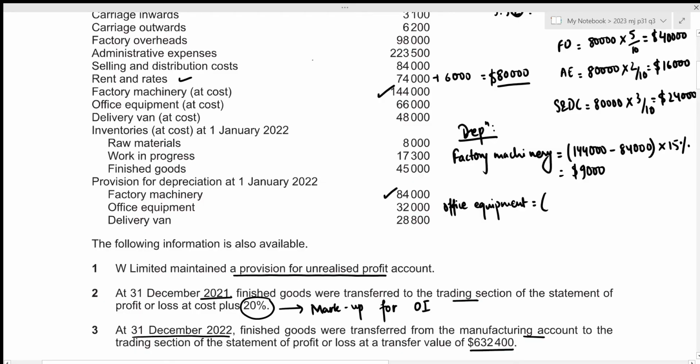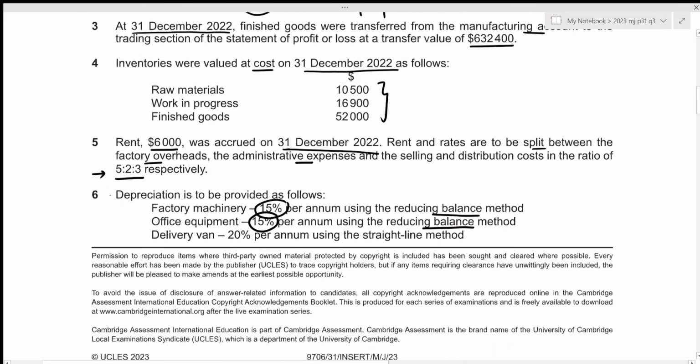Okay, we're given the cost for office equipment to be 66,000. Then we need to subtract the provision for depreciation, which is 32,000. And we just need to multiply it by the rate of 15%. And this results in the depreciation on office equipment to have the value of 5,100. Okay, so we're done with this, and this, and this.